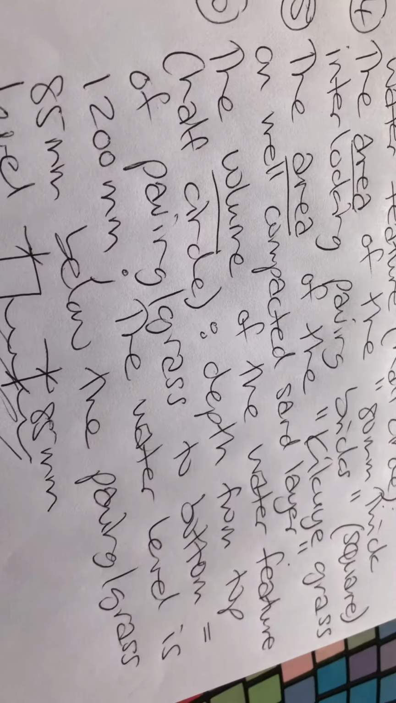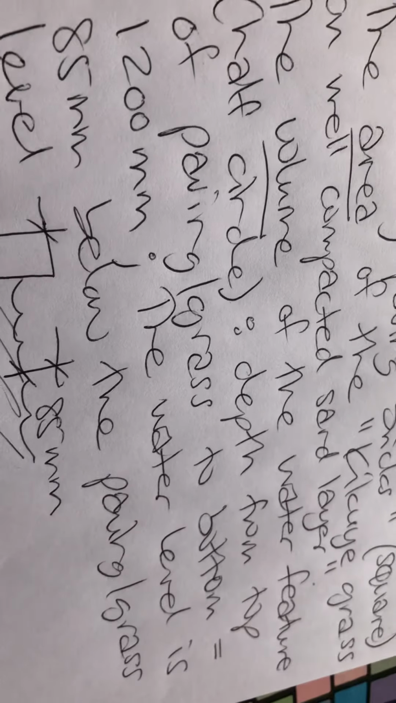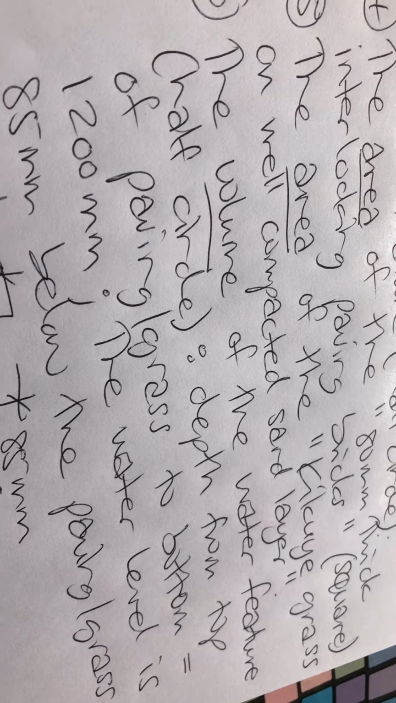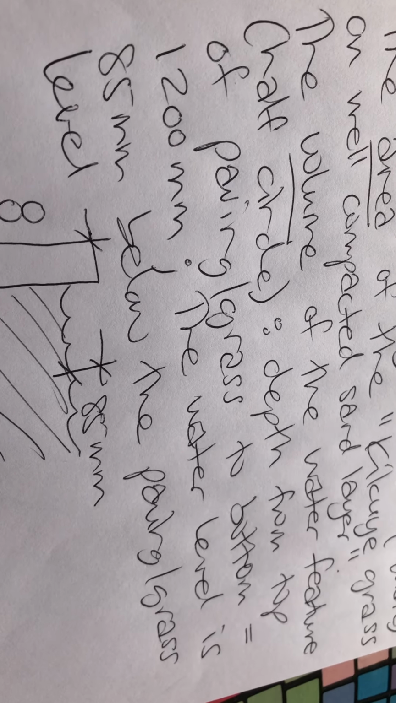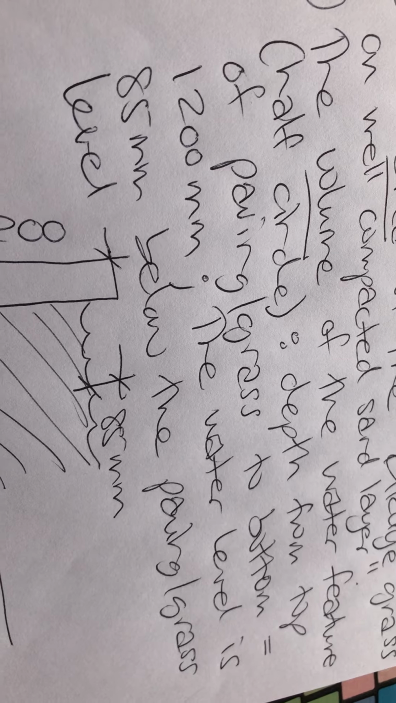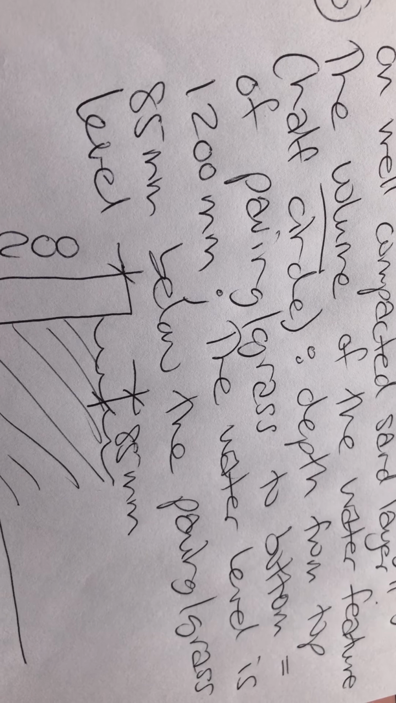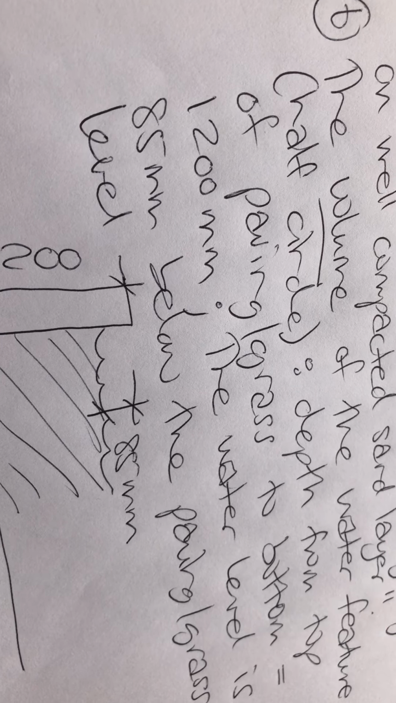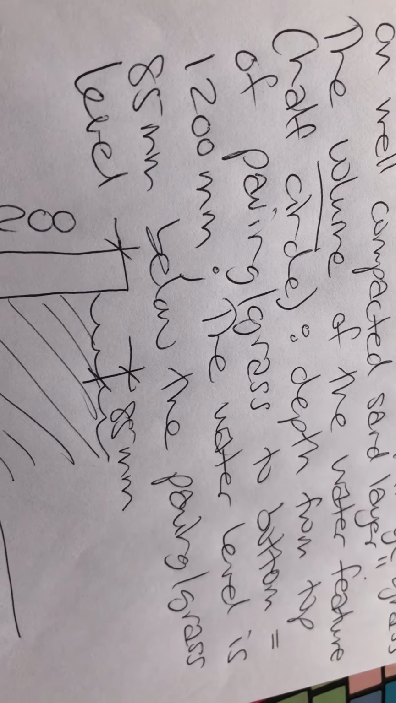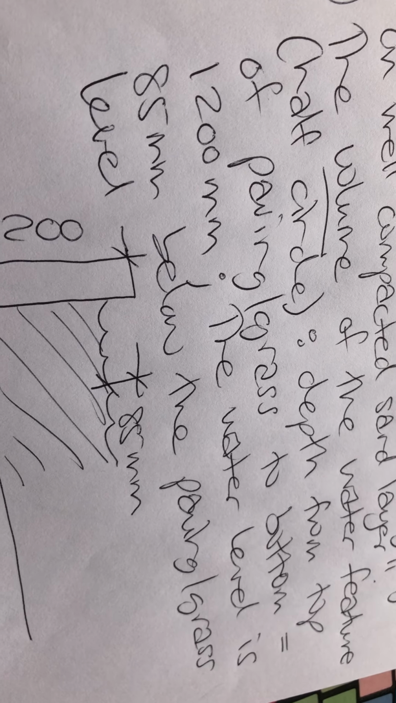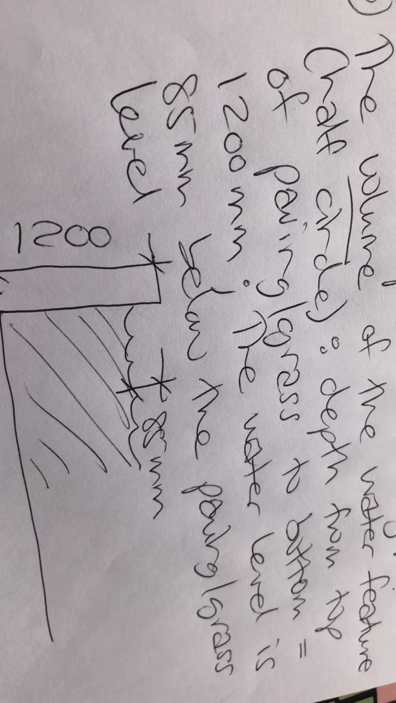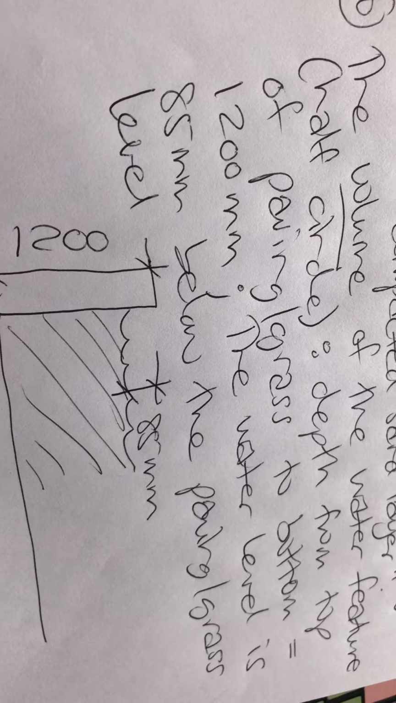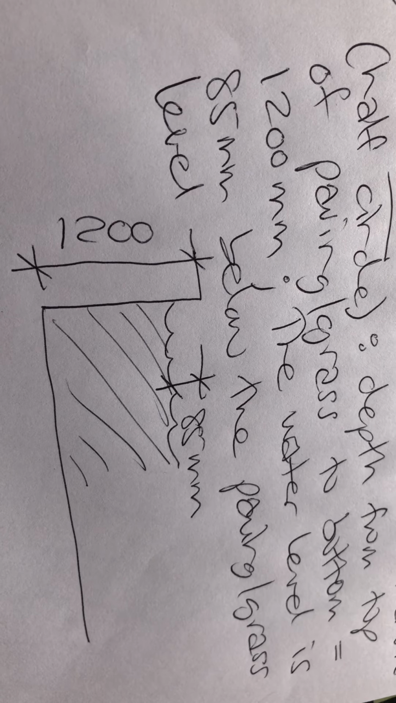Right, let's see. Question 6, we are now going to calculate the volume of the water feature or the half circle. Right, and then there's very important information with the volume. It says the depth from the top of the paving or the grass to the bottom of the water feature equals 1200 millimeter. Right, remember when you fill something with water, it's never level with the surrounding hard structure, it's always that bit lower. So the water level is 85 millimeter below the paving or the grass level.